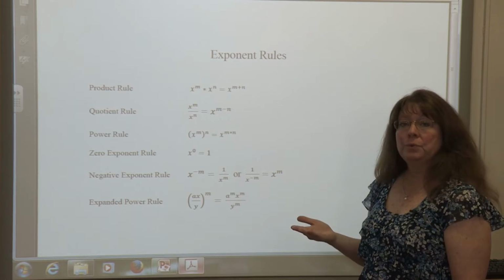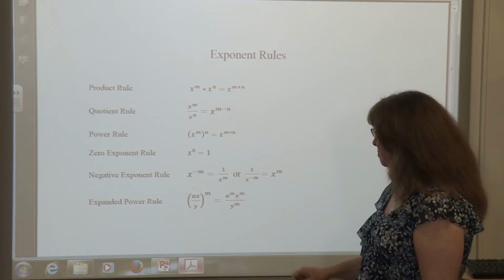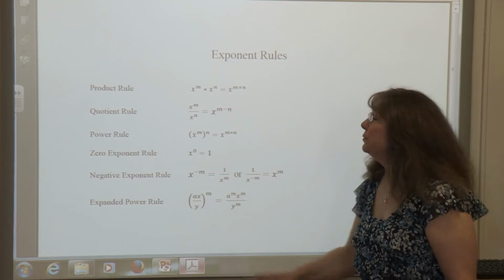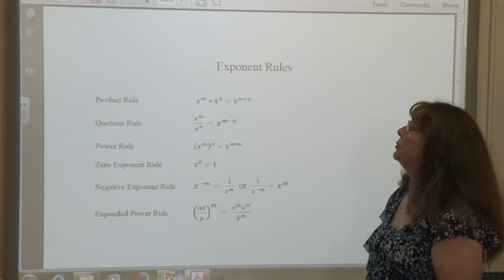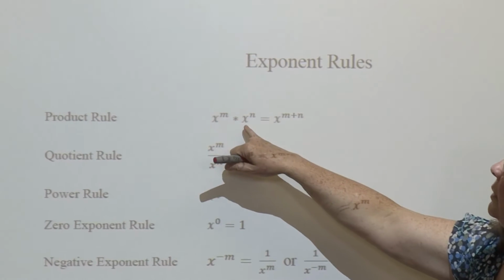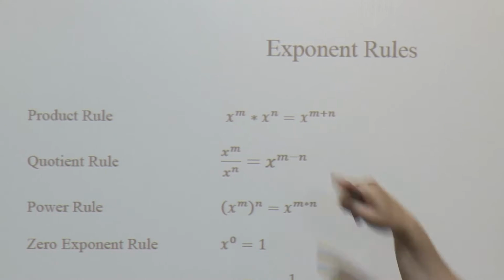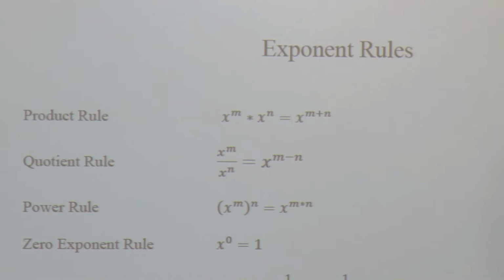If you forget the rule, always go back to what the definition is. You can see how it works based off of the definition. So for example, we'll start with the product rule. The product rule says if I have a base to a power and I'm multiplying with the same base to a different power, I'll keep that base and add my exponents. I want to show you why this works.